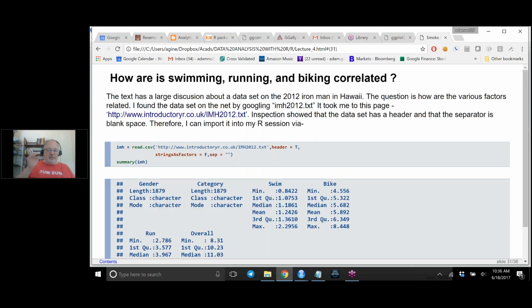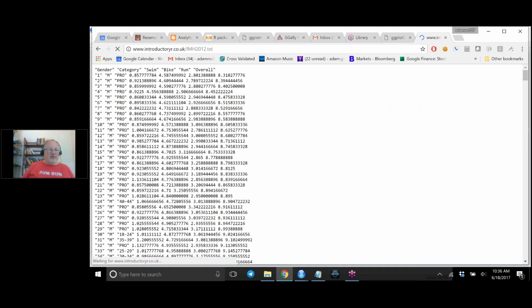Okay, so let's talk about the data set that was in the text. Chapter 10 you were asked to read, and it talked about the IMH data set, which is Ironman Hawaii. Now, if you wanted to play with that data set yourself, you'd say, well, how do I get it? I just Googled IMH212.txt, and it took me to this page right here. Let's go to that page. So I see it's a data set, and there's a few things I can tell you off the bat. The first line is headers, the categories.